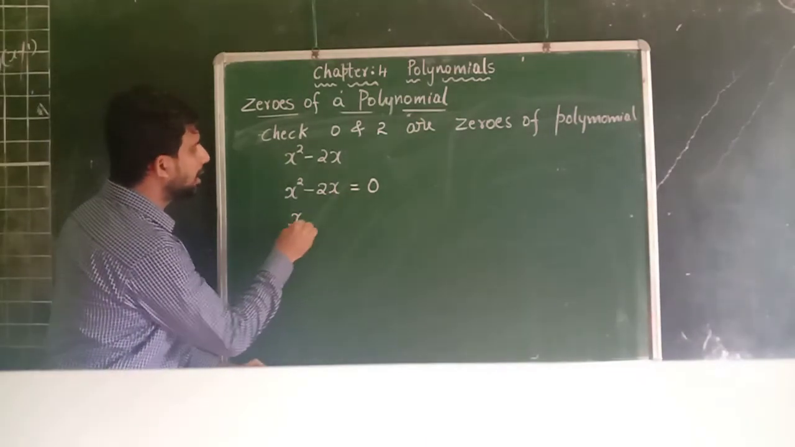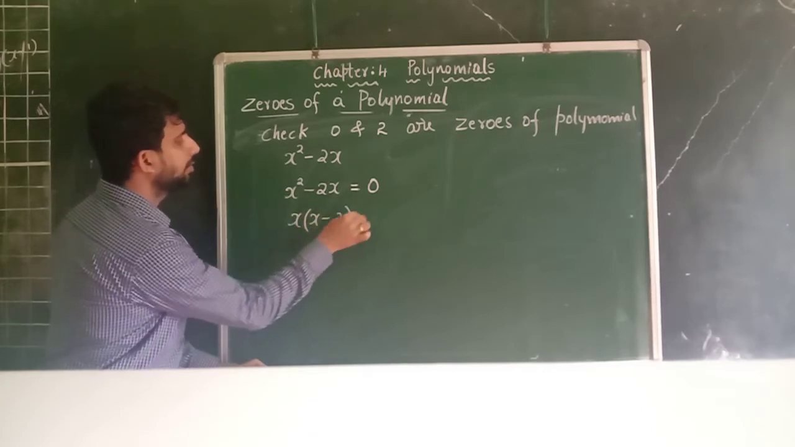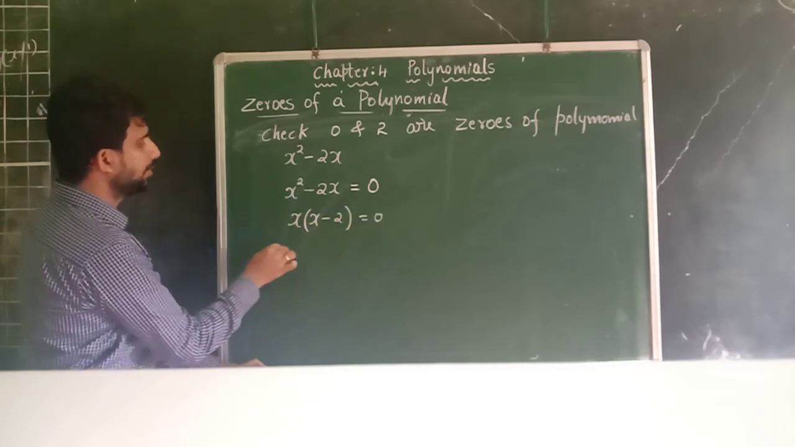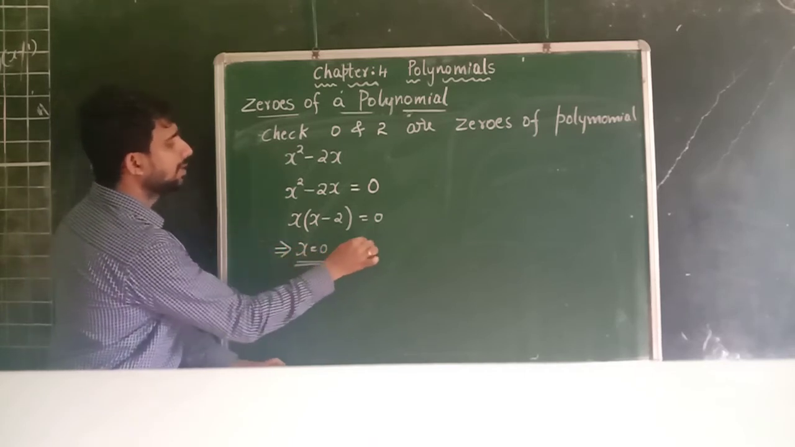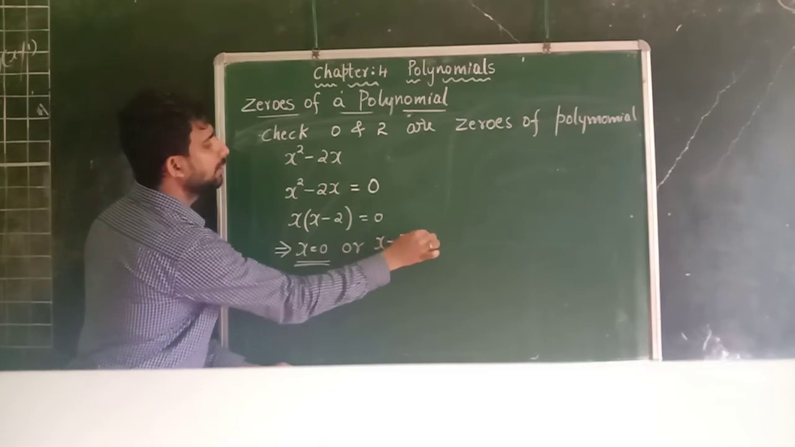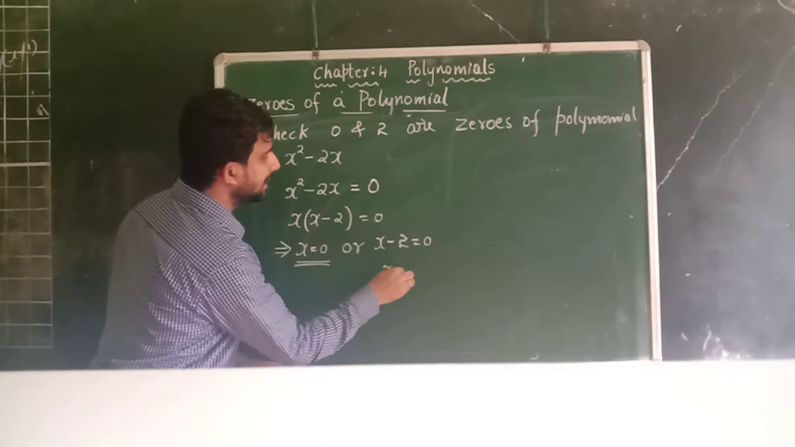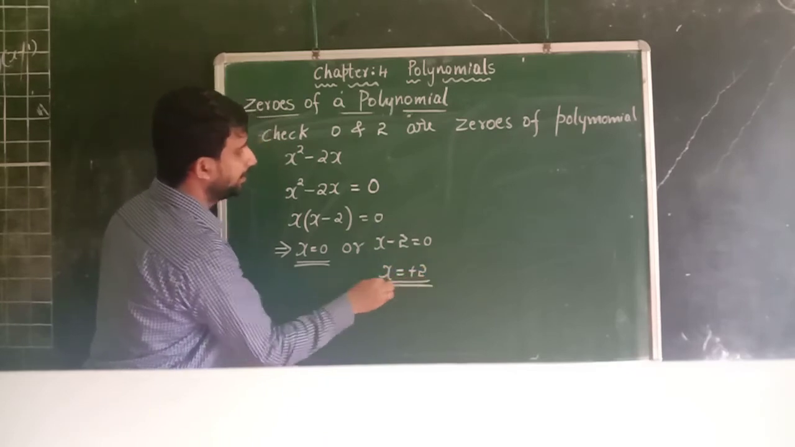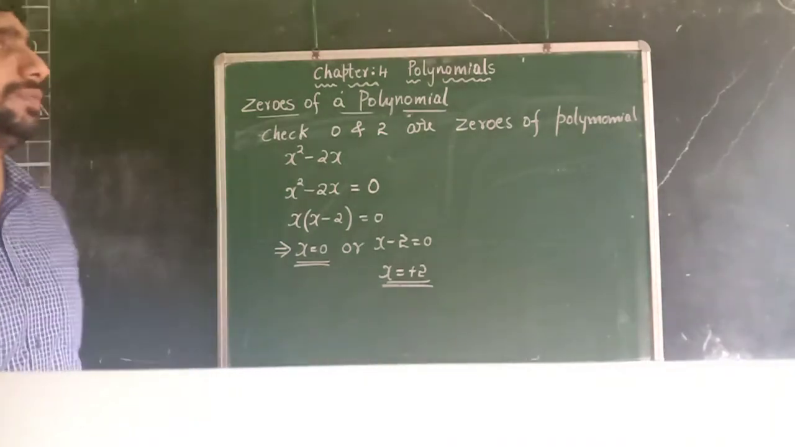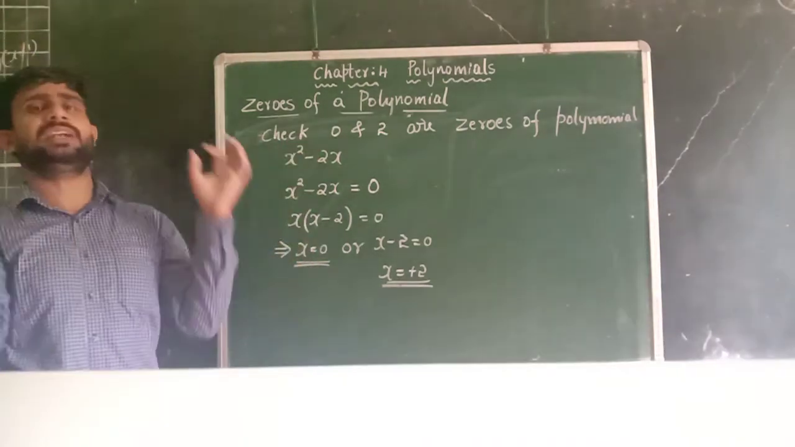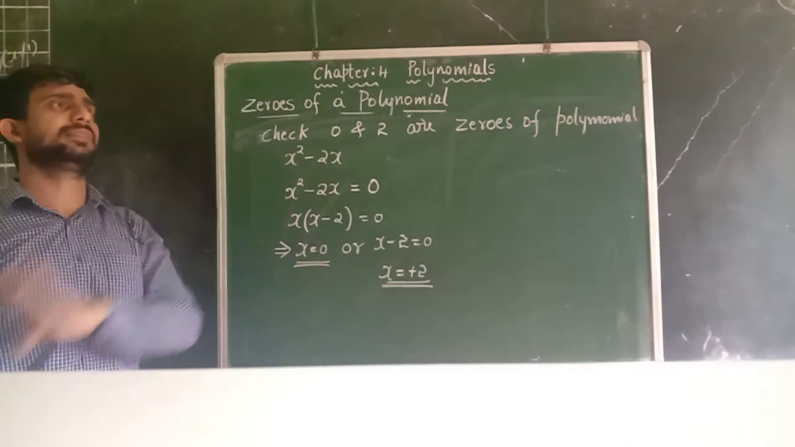Okay, solve this. I can take x as the common factor. x into x is x square, minus 2, is equal to 0. Now the product is 0, so x is equal to 0, one answer, or x minus 2 is equal to 0, which implies x is equal to 2. These are the two zeros of the polynomial. This is the method to find the zeros of the polynomial, and also to check whether they are zeros or not.